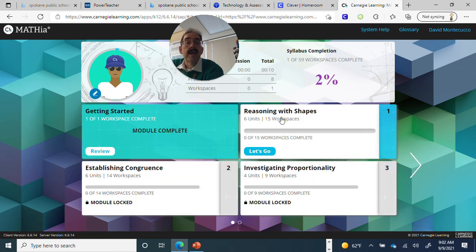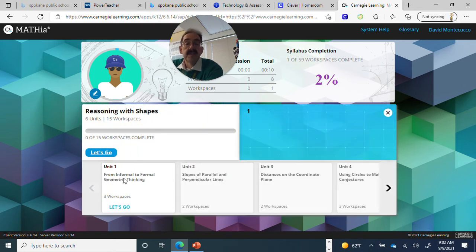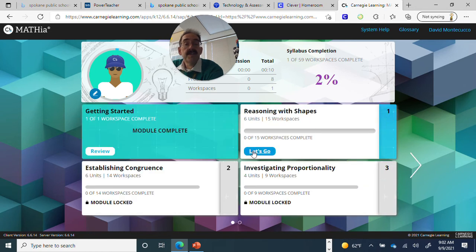All right, working with shapes. Now I'm just going to click on the white area so that you see there's units. Unit, unit, unit, unit, unit. We don't do all of these units, okay? Now, you don't have to worry about opening this up. I just wanted to let you know that there's 3 workspaces in here, okay? So I'm going to close this. Let's just click Let's Go.